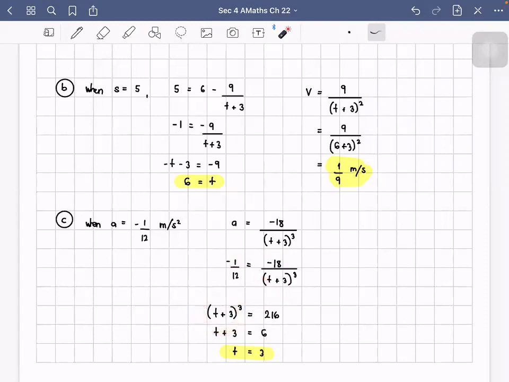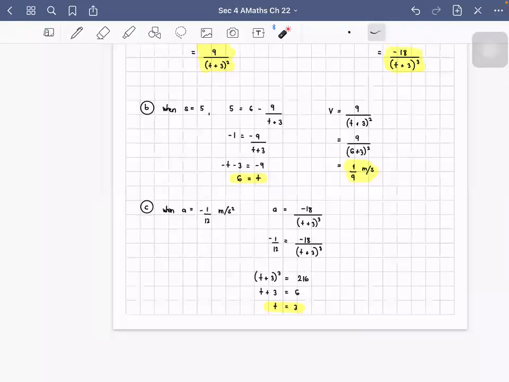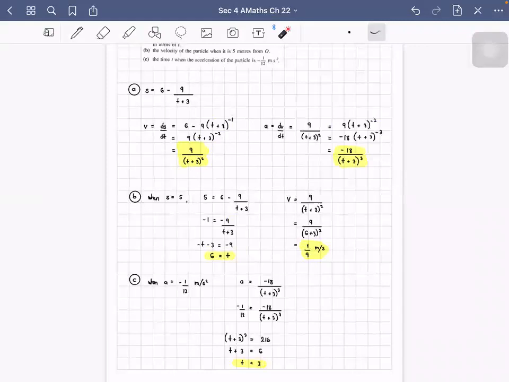Okay, so anyway, this one becomes (t + 3) cubed. Then 12 times 18 is 216. Okay, so solving for t, get the cube root of this. So cube root of 216 is 6. So therefore, t is 3 seconds. So that's your answer for letter C.